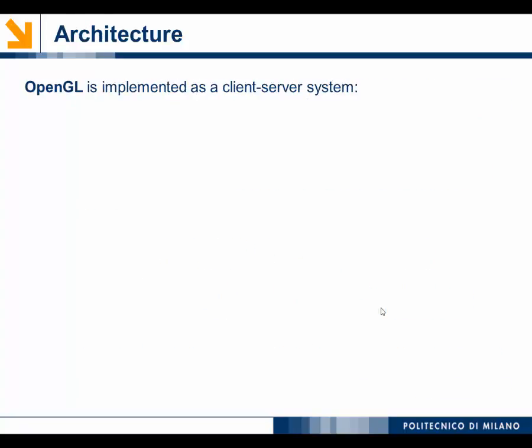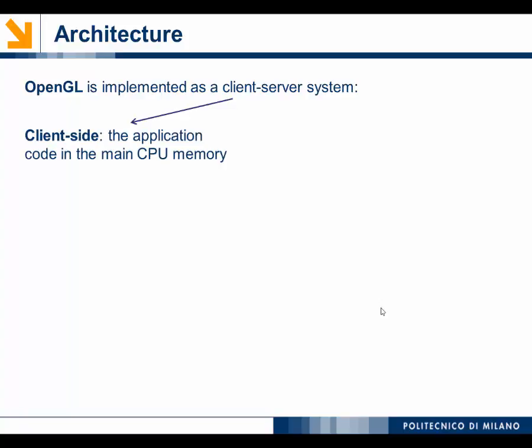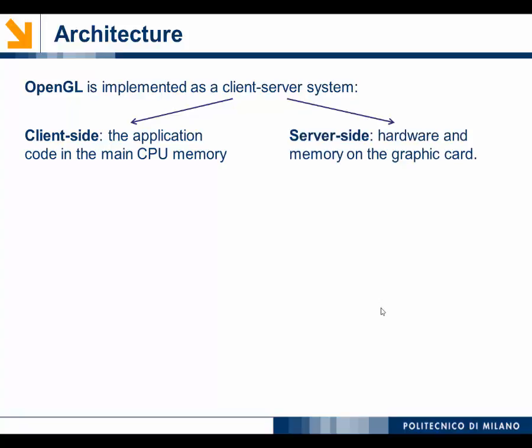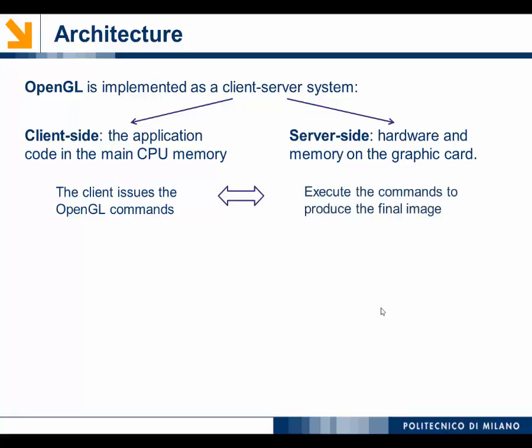Okay, OpenGL is basically implemented as a client-server system, meaning that there is a client-side part of the application, code that is run by the CPU of your machine on the main memory, and a server-side part of the application, which is run directly on your graphic adapter hardware and resides on its memory. The client sends some OpenGL commands, and of course, those commands are executed by the server-side part of the application.